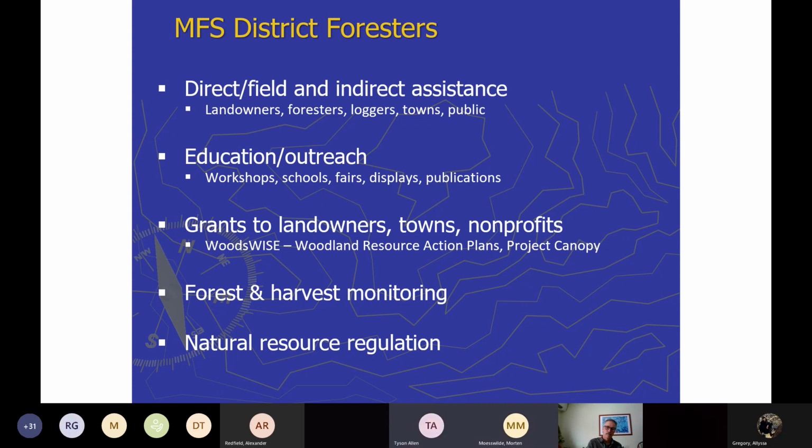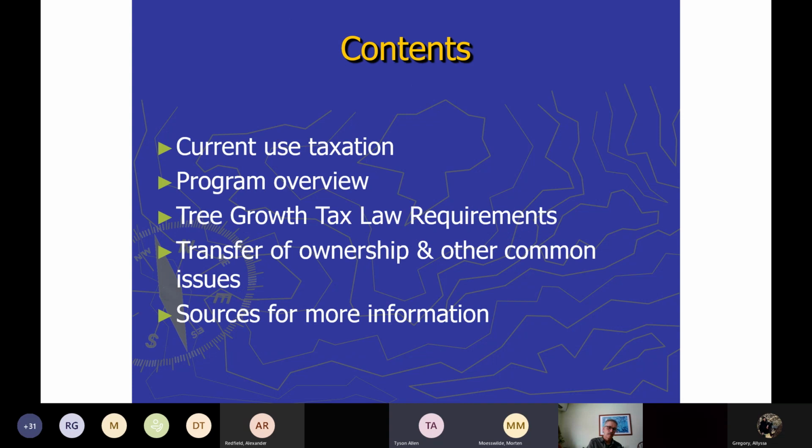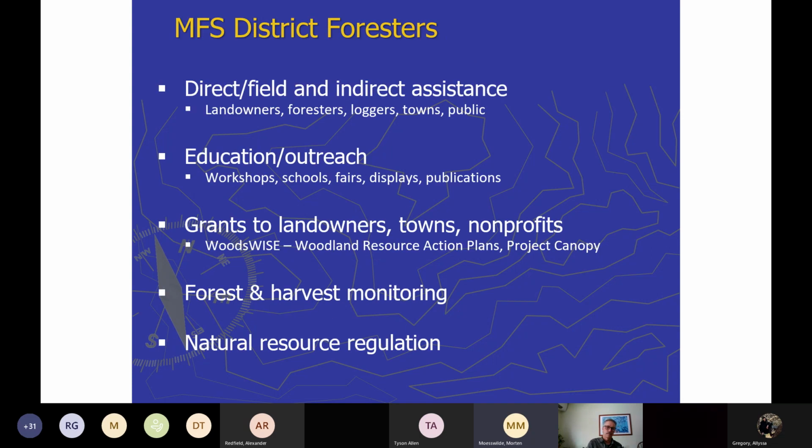I just want to draw your attention to the fact that we do have grants that we administer. And one of those is an incentives program where we can partially fund forest management plans, or what we might call woodland resource action plans, for landowners. So that is an option for many landowners. We won't write the plans ourselves, but we will refer you to private consulting foresters who can do that work for you. So that's one option that many landowners may want to take advantage of.